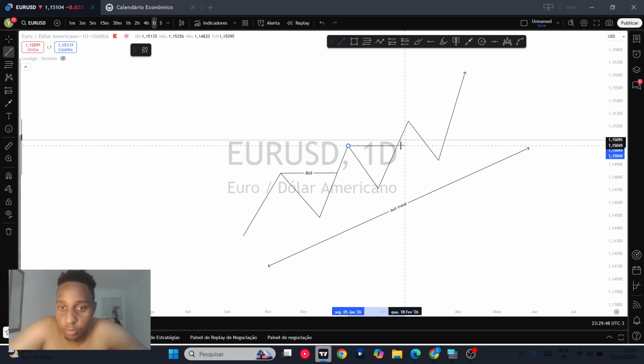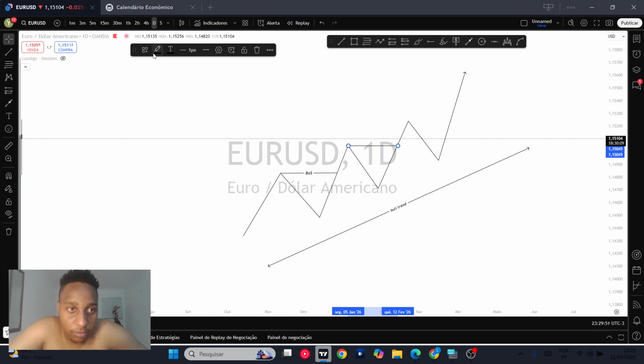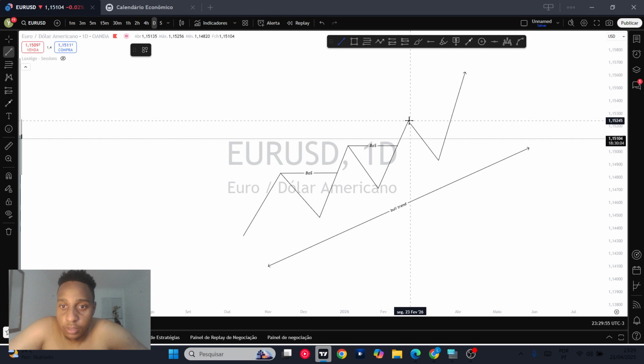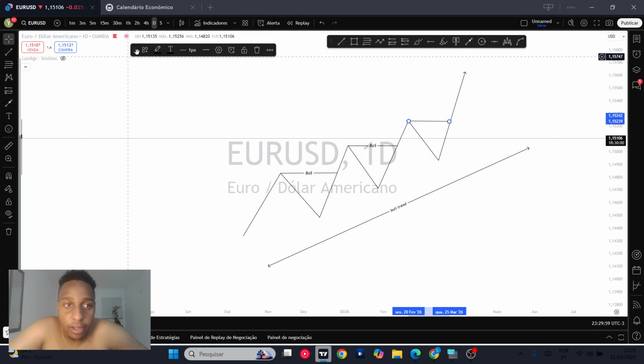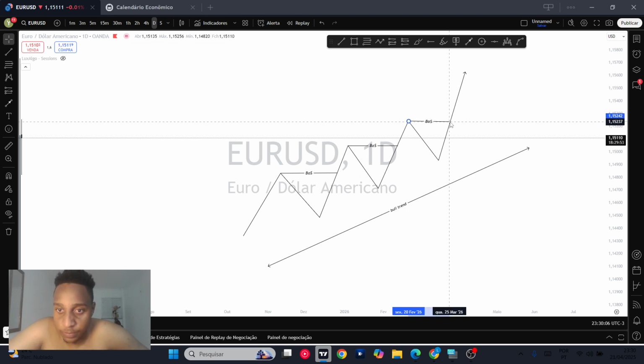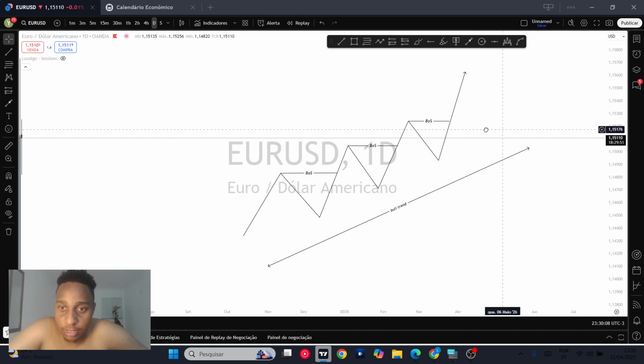Here we make a break of structure again. Basically we make a BOS, right? And here we make a break of structure again. So this is basic market structure, guys. This is in a bull trend.